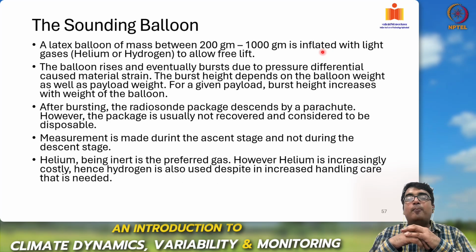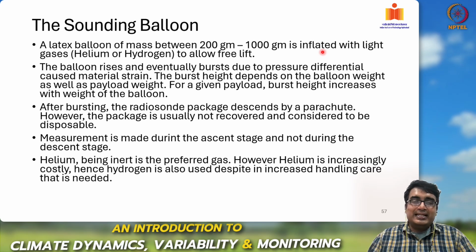One of the critical components of a radiosonde instrument package is the sounding balloon, the balloon that is carrying the radiosonde. These are typically latex balloons of mass between 200 grams and 1000 grams and are inflated with light gases like helium or hydrogen that allows free lift. Helium and hydrogen being lighter than air, these balloons, once filled with these two gases, can easily move up into the upper atmosphere at a certain ascent rate that is determined by the buoyancy that is present for that balloon.